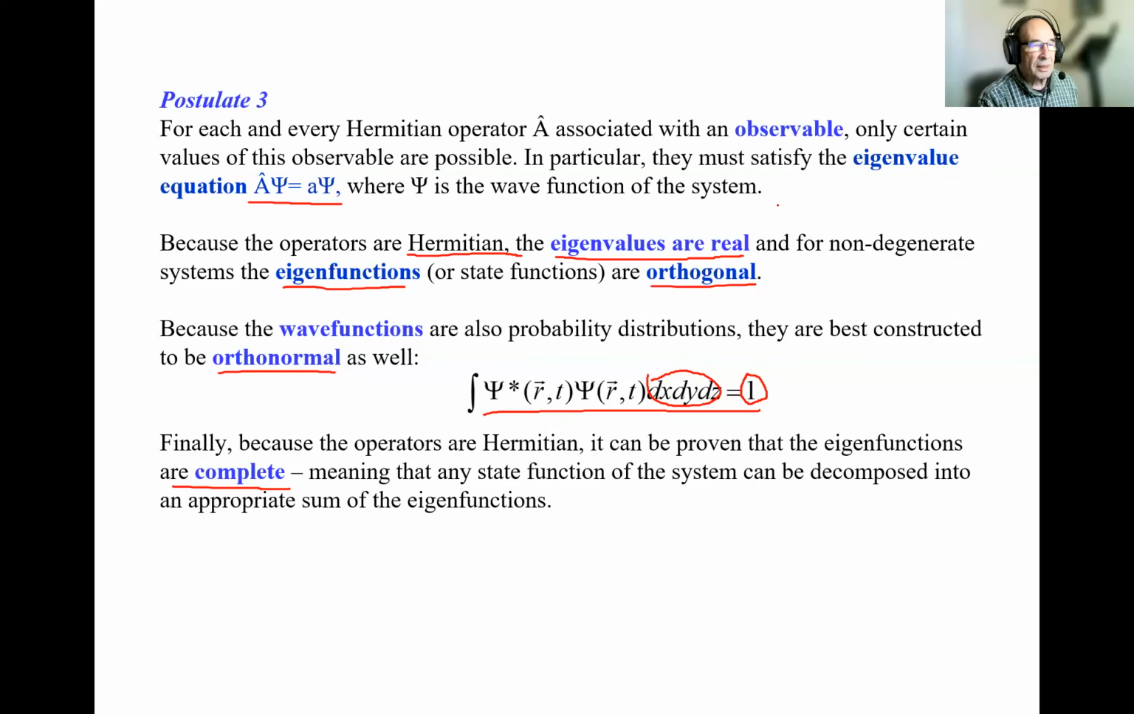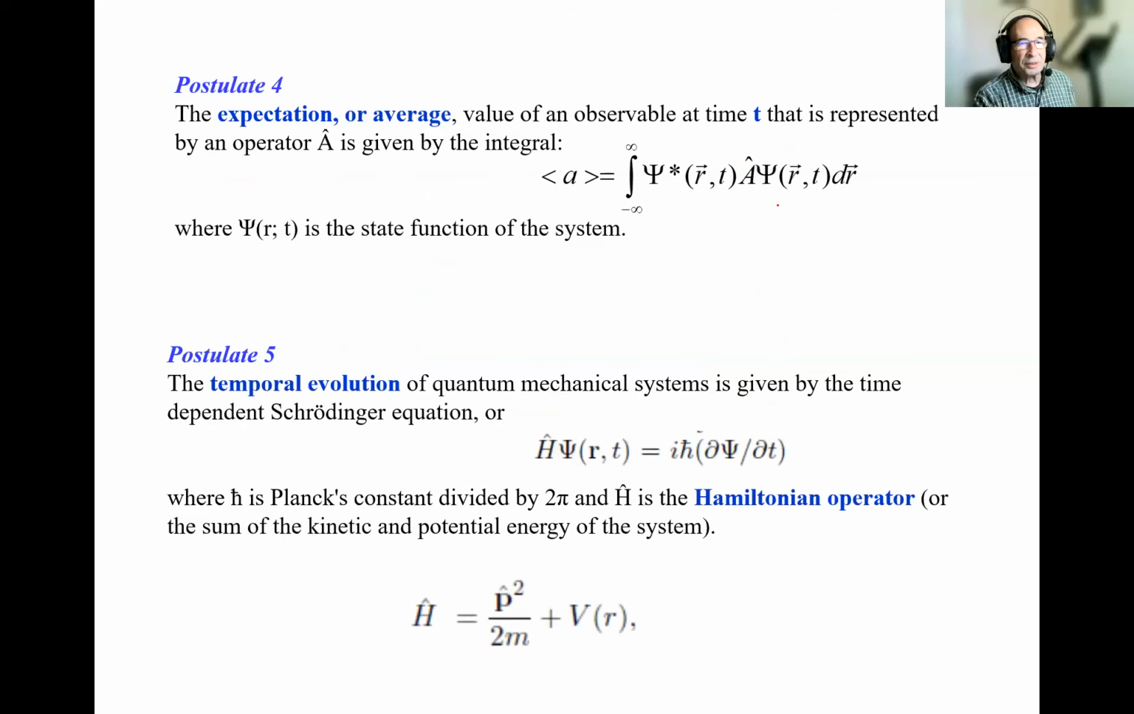Right. Okay. But these are not all the postulates. There are more. One of them is postulate 4. We talk about expectation values or average values of observables. Say, for example, what is the average value of the position of a particle in space, or what is the average momentum, or what is indeed its energy. Each of them is represented by an operator, but how do we calculate this average value?